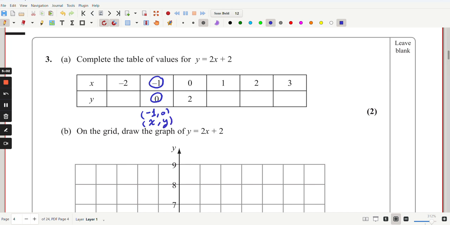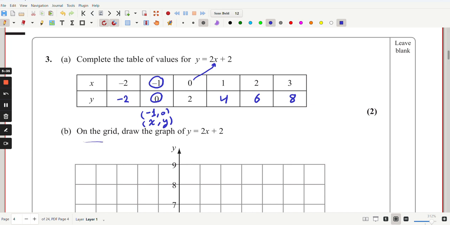Now, we are substituting the minus 1 instead of x, so 2 times minus 1 is minus 2, plus 2 is 0. 2 times 0 is 0, plus 2 is 2. 2 times 1 is 2, plus 2 is 4. 2 times 2 is 4, plus 2 is 6. 2 times 3 is 6, plus 2 is 8. We'll do the same for minus 2. 2 times minus 2 is minus 4, plus 2 is minus 2. So we have points now.